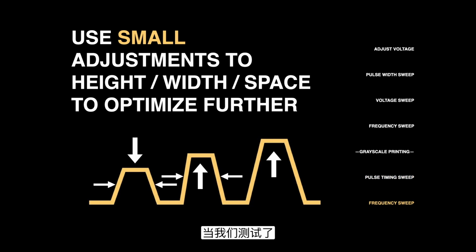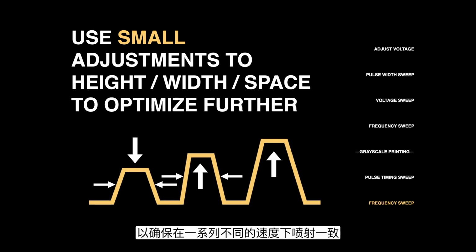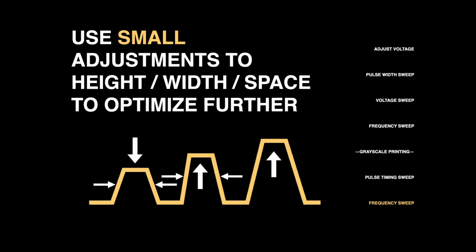Once we've gone through testing a bunch of different pulse widths, adjusting the voltage, testing all the different frequencies to ensure that the jetting is consistent across a bunch of different speeds, and, if needed, adding that second pulse and adjusting the spacing between them, we're pretty well optimized. It might only take a little bit of fine tuning to get to that perfect level, but this will get you most of the way there.